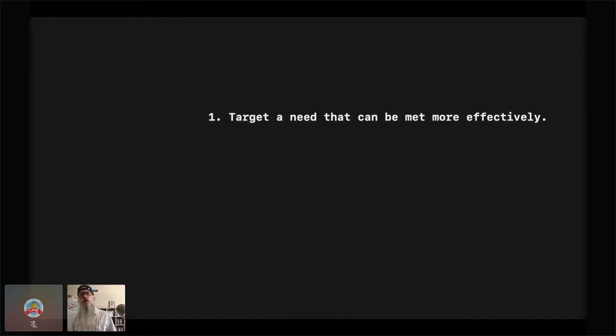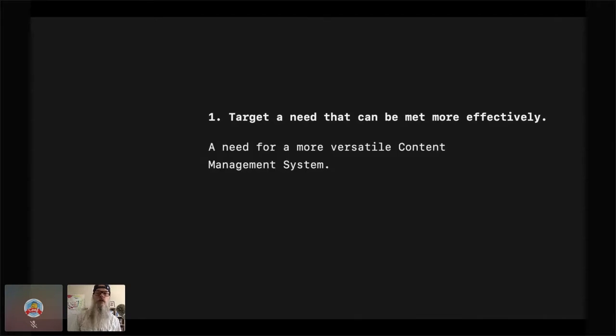So, targeting a need. If you can, think to yourself right now about a need in WordPress that needs to be met. And then think of, is there a need in the internet? Is there a need in the ethereal world of the internet that needs to be met for people? I would submit that a need for a more versatile content management system is one that needed to be met.